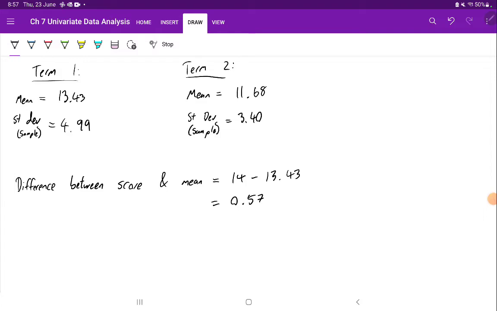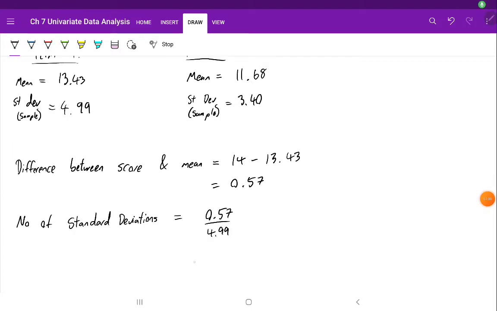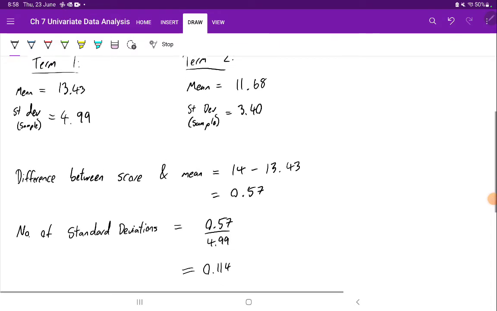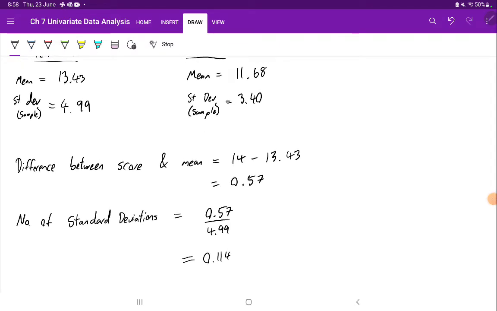So how many standard deviations? Well, we do that using division, which is equal to 0.114. I'm just rounding to 3 decimal places here. And so then we've got to ask the question, well, okay, she scored 0.114 of a standard deviation above the mean.